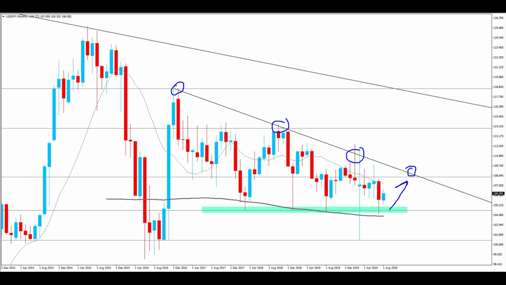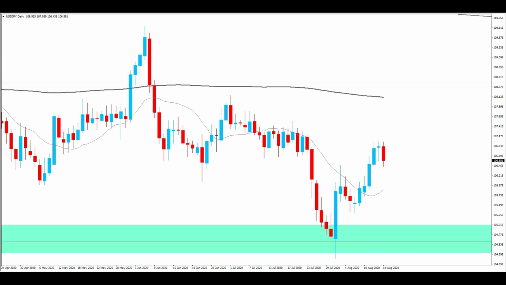So we could be going up to retest that area before either getting another move down to that same support, or breaking it and touching this monthly trend line up there. So that is the case of what we're expecting for USD JPY.